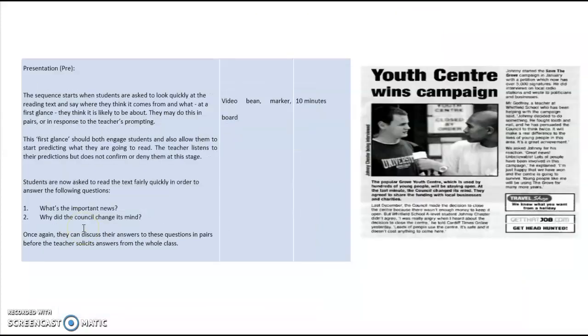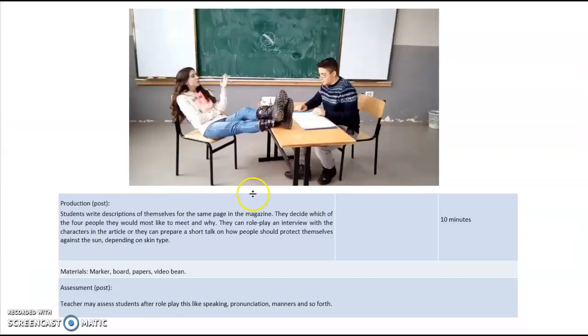And the last one is about production. There are about 10 minutes. Students write a description of themselves for the same page in the magazine. They decide which of the 4 people they would most like to meet and why. Then the students can role play an interview with the characters in the article, or they can prepare a short talk on how people should protect themselves against the sun, depending on skin type.